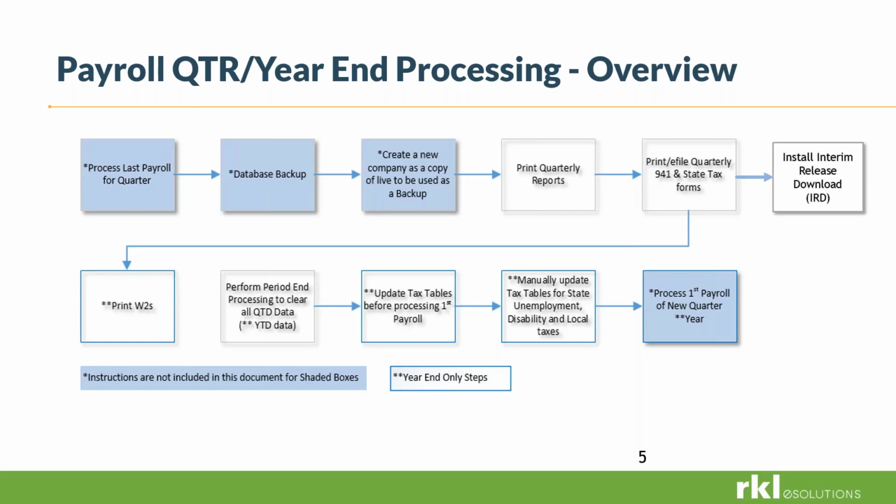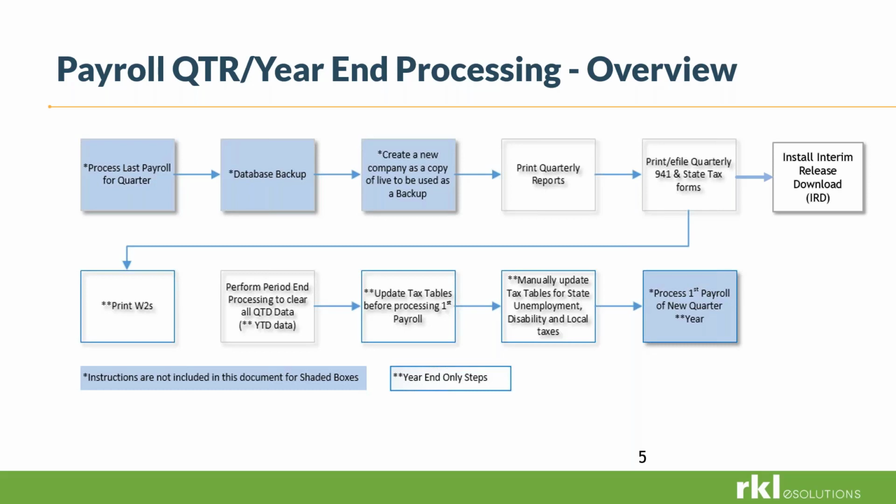And after the IRD is downloaded and then the W-2s are printed, then you'll perform period end processing. Keeping in mind that on versions 2017 and lower, performing period end processing clears the quarter and year-to-date data from the system. Now you're ready to move on to 2019, which involves updating the tax tables. And on 2017, it's different than on 2018, so we'll talk about that.